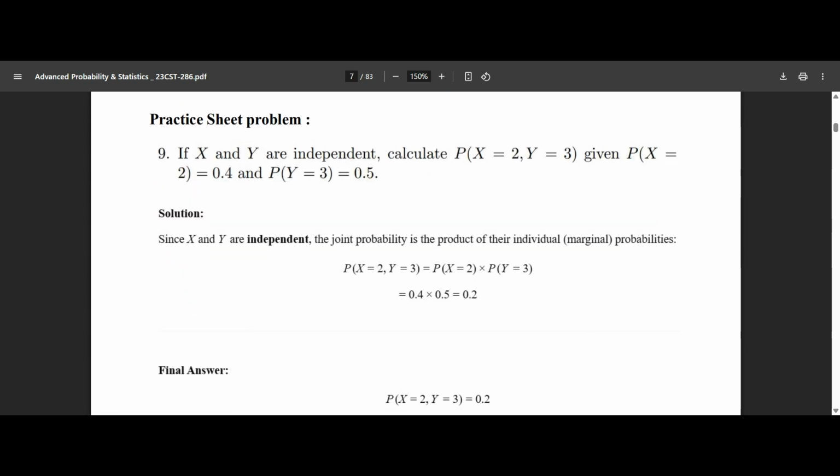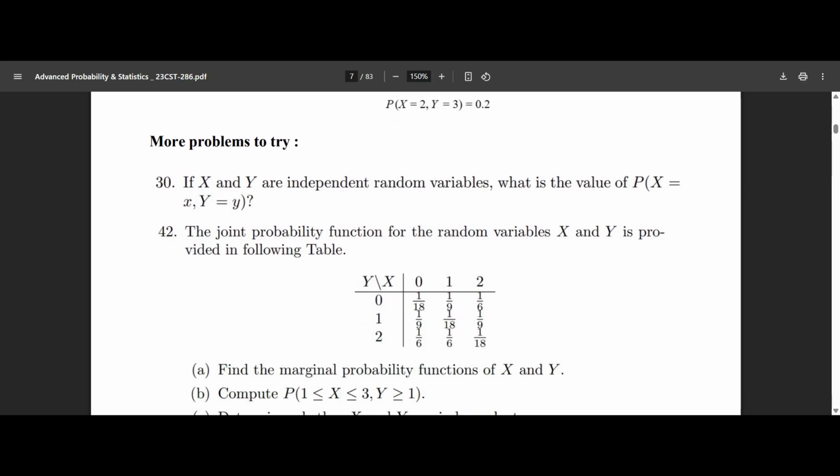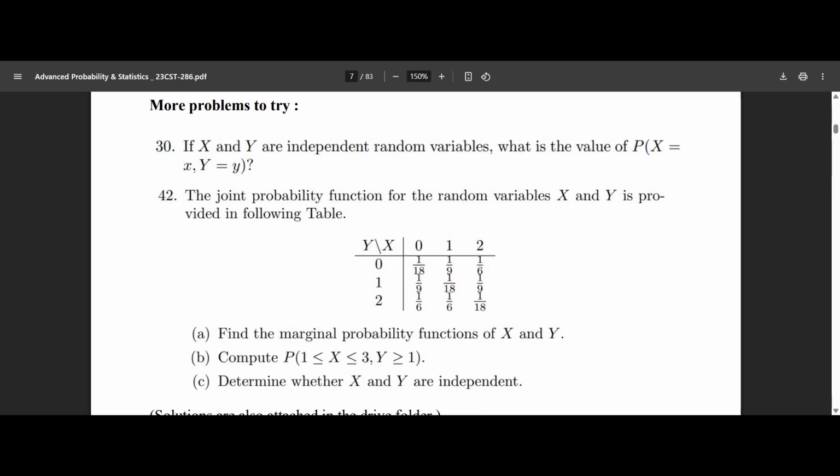So we have a practice sheet problem solved here. कि if x and y are independent, calculate P of x equal to 2 comma y equal to 3, where we have P of x equal to 2 is 0.4 and P of y equal to 3 is 0.5. So since they're independent, we simply multiply the individual probabilities, which comes out to be 0.20 or 0.2. So you can try out a few more problems which I have assigned here.